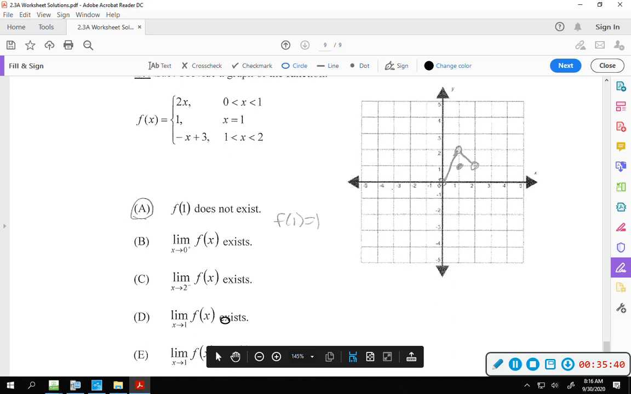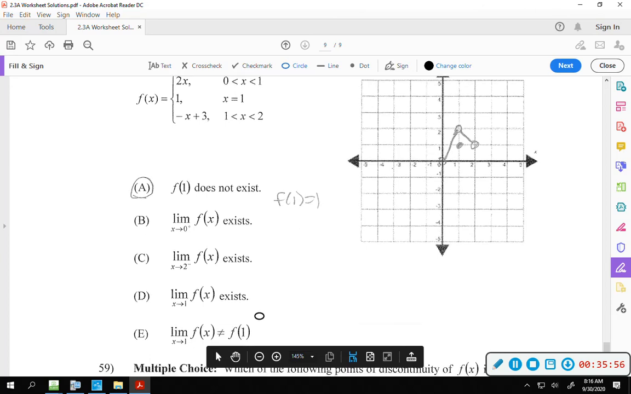The limit as x approaches 1 exists. A lot of people think that this is false. It's true. The left-hand limit is 2. The right-hand limit is 2. Therefore, the limit as x approaches 1 is 2. It exists, and the value is 2. The limit as x approaches 1 of f of x does not equal f at 1. That is true. The left-hand limit, the right-hand limit are both 2. Therefore, the limit as x approaches 1 is 2. Yet f at 1 is 1. It is a removable discontinuity.